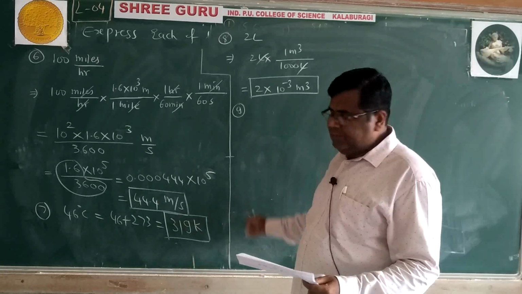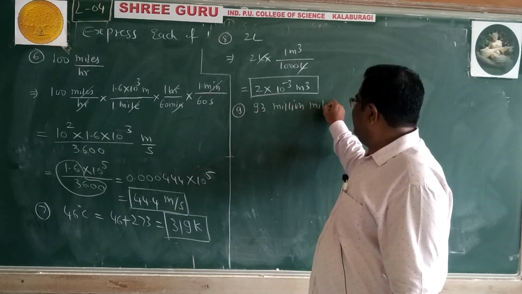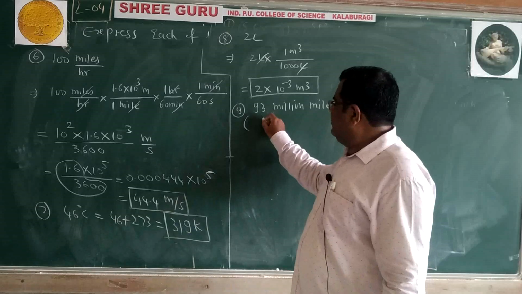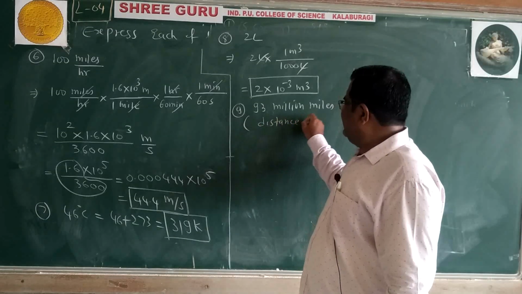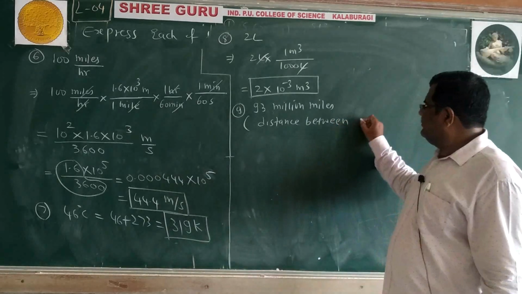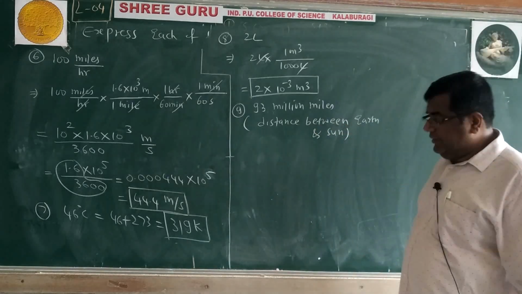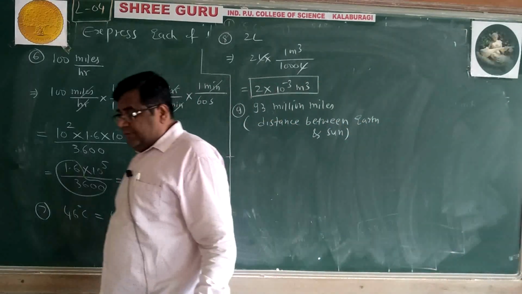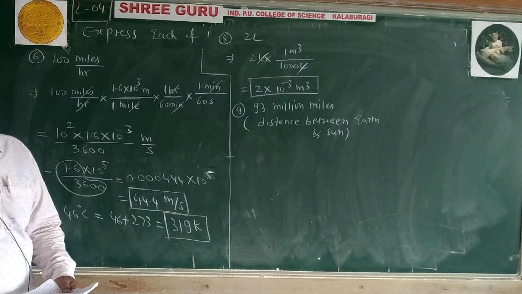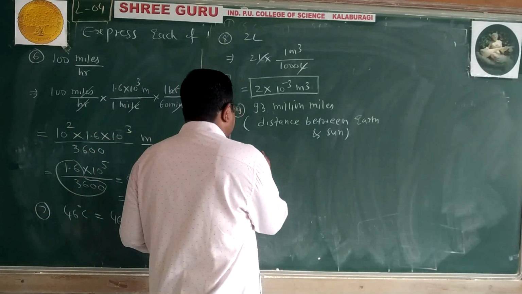Ninth one is 93 million miles, which happens to be the distance between Earth and Sun. 93 million miles. We have to convert that into meters. How to do that?